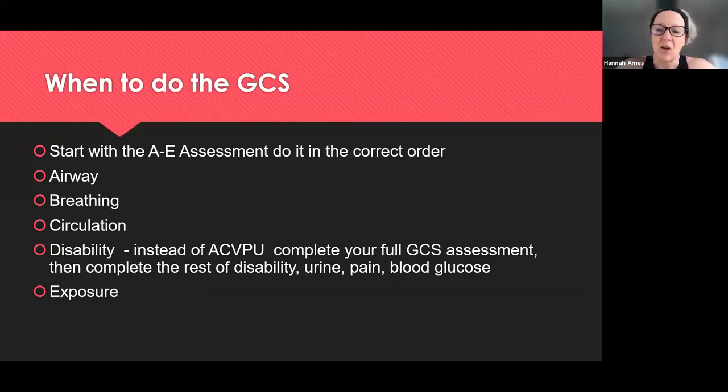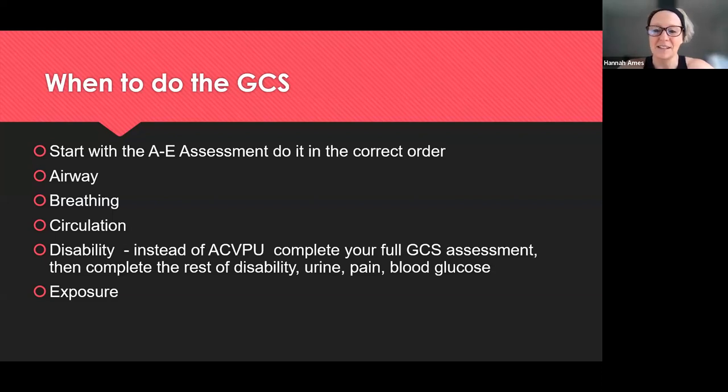It's important that you still complete your A to E assessment, and you do that in the correct order, and you do that systematically. So you're still going to start with airway. You make sure the airway is clear, no signs of visual obstruction. You are then going to move on and do all your breathing: respiratory rate, rhythm, depth, respiratory noises, signs of respiratory distress, unequal or equal air entry, and oxygen saturations.